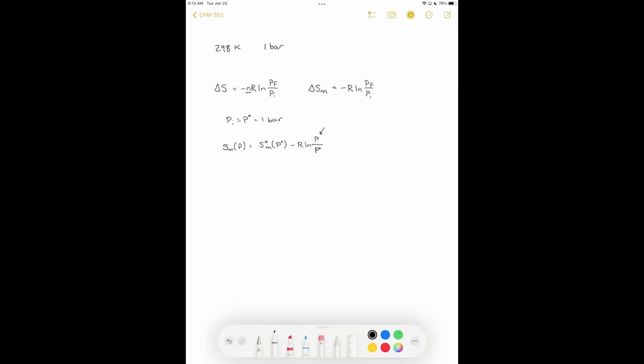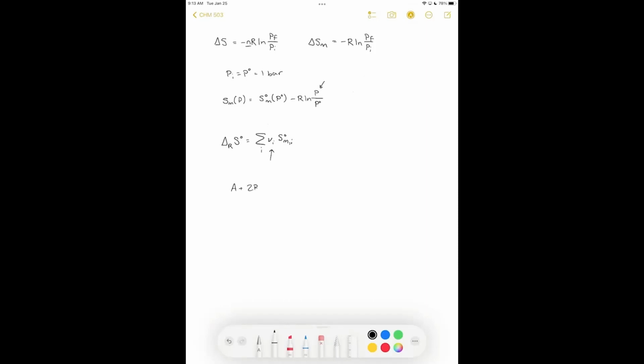We can also calculate the entropy for a reaction, and we do this in the same way that we did before. So our notation for this for enthalpy was that the change in entropy for a reaction is simply equal to the sum of nu i times the molar entropies for all of our substances. And remember that this nu here is the stoichiometric coefficient for a chemical reaction, and it is negative for reactants. So if we have a reaction that is A plus 2B goes to C, to calculate the change in entropy for that, we simply need to know the molar entropy of substance C, and then we subtract the molar entropy of substance A, and then 2 times the molar entropy of substance B.